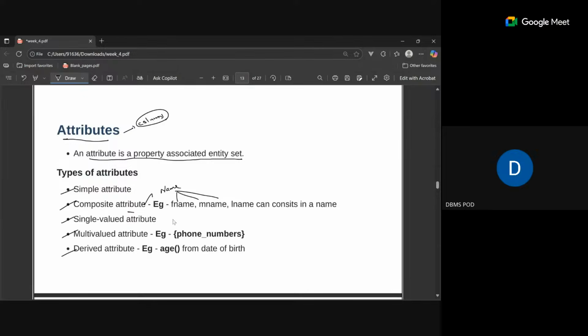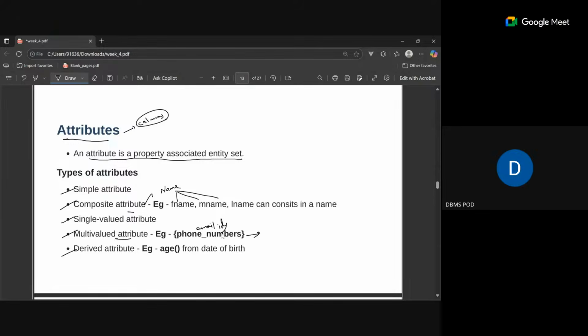A single-valued attribute can contain only one value. Multi-valued attributes are things like phone numbers. For example, one person may have many phone numbers, or many email IDs. These are called multi-valued attributes. In the real world, one person can have many such things, so you have to store them in a table, right?